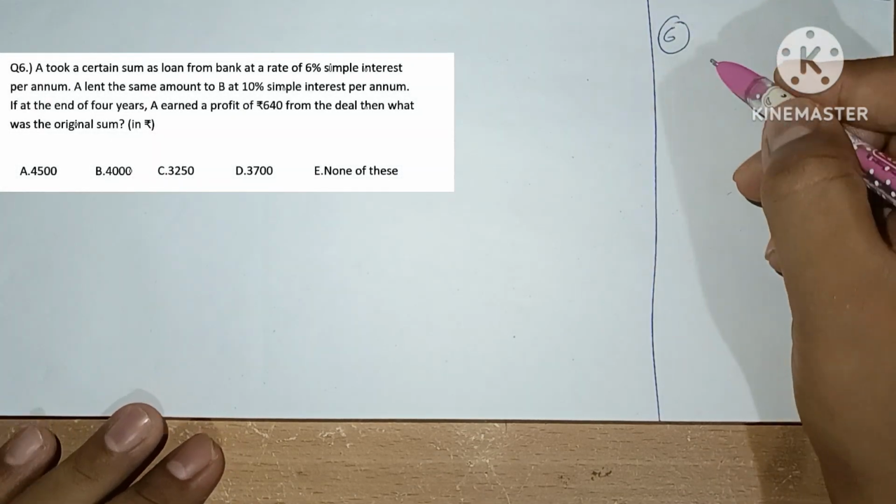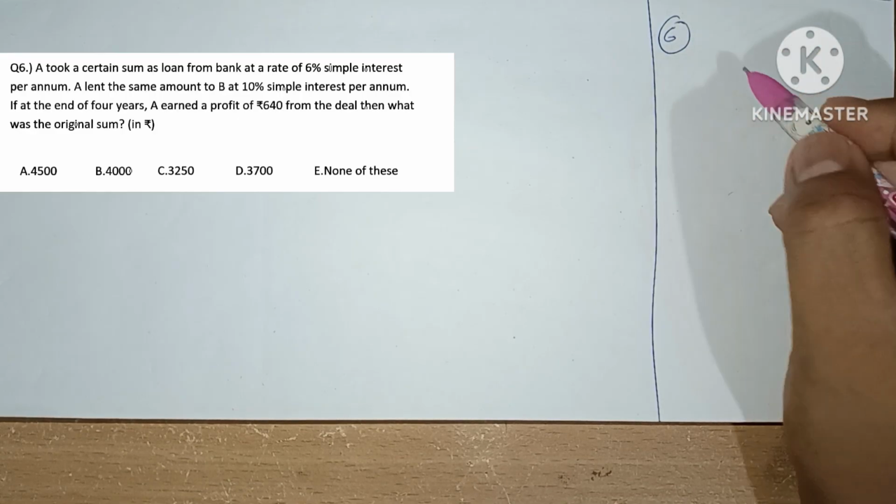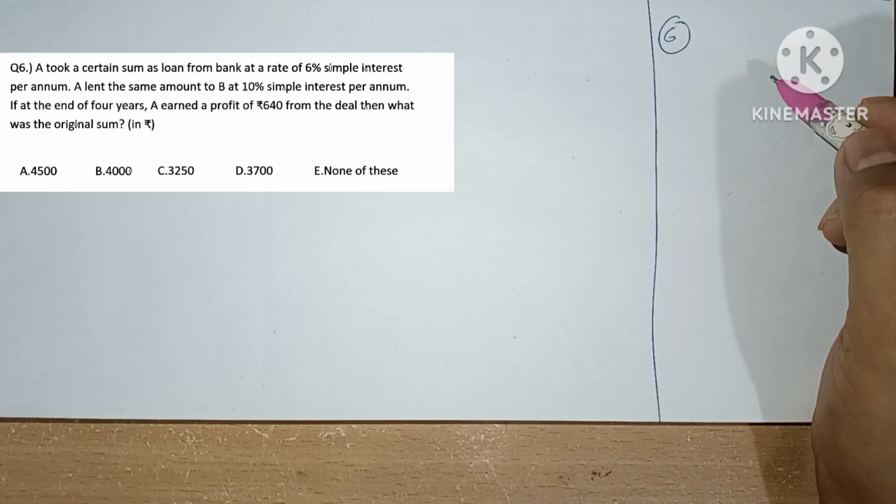Now we are going to see question number 6. A took a certain sum as a loan from a bank at a rate of 6% simple interest per annum. A lent the same amount to B at 10% simple interest per annum. If at the end of 4 years A earned 640 rupees from the total deal, what is the original sum?